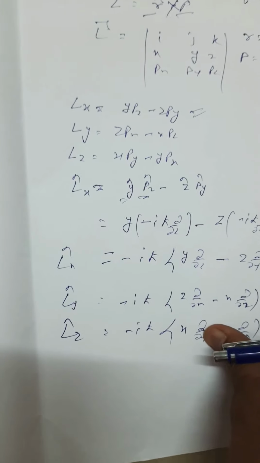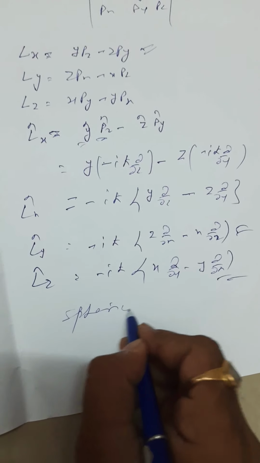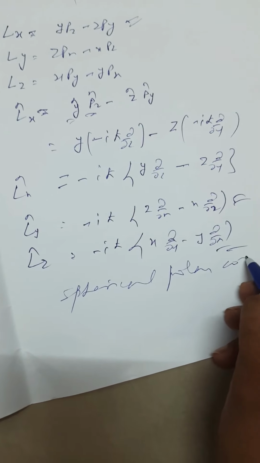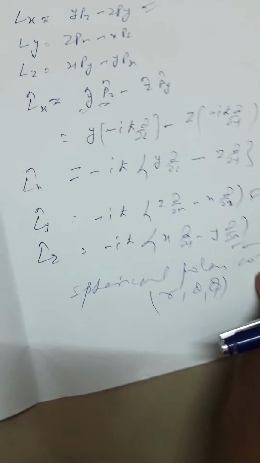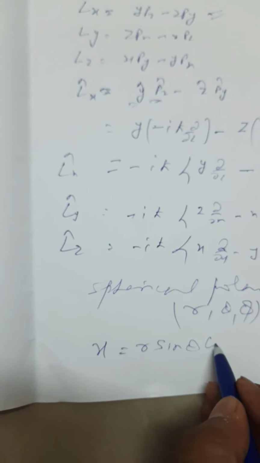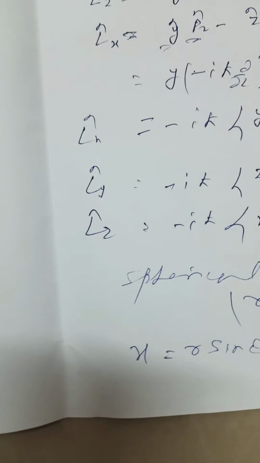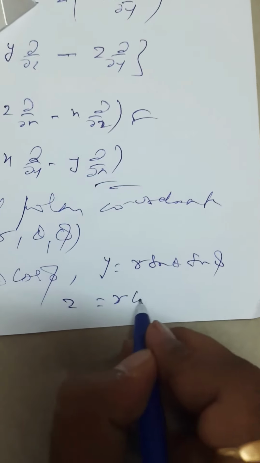Moving ahead further, you can find the same thing in the spherical polar coordinates, that is r, theta and phi. What we have to do is assume x is equal to r sin theta cos phi. We'll write y is equal to r sin theta sin phi and z is equal to r cos theta.